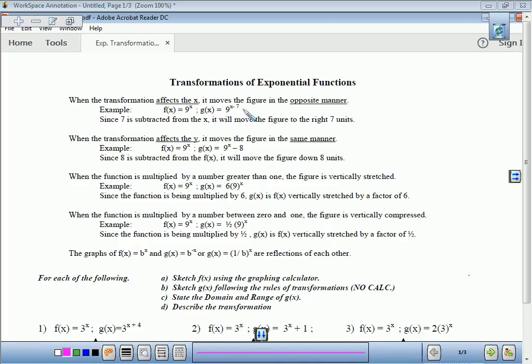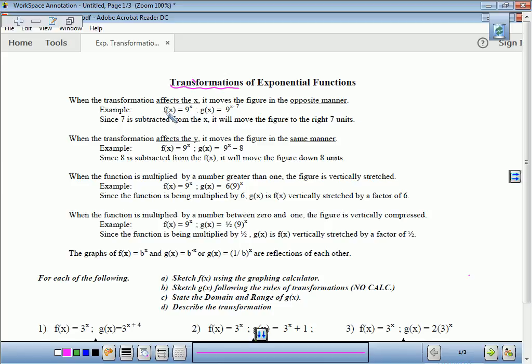Exponential function. Okay, so we're going to go back over transformations of functions, and then we're going to look extensively at exponential functions. So let's remind ourselves about transformations. When we take a function, shifting it left, right, up, down, stretching it, compressing it, reflecting it, those are transformations on a function. So remember, when a transformation affects the x, it does it in the opposite manner.